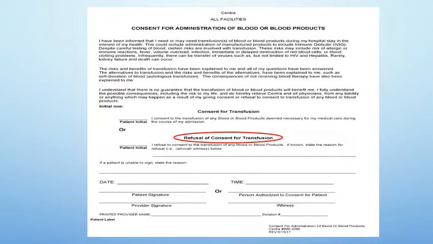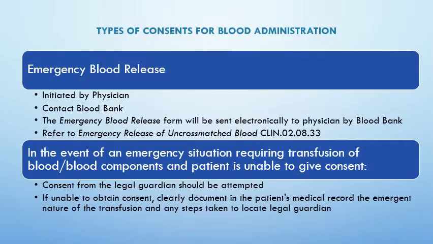Please make sure that they've initialed in the correct spot before you give blood. The third way consent can be obtained is for emergency blood release. This is initiated by the physician. They will contact the blood bank. The emergency blood release form is sent electronically to the physician by the blood bank.